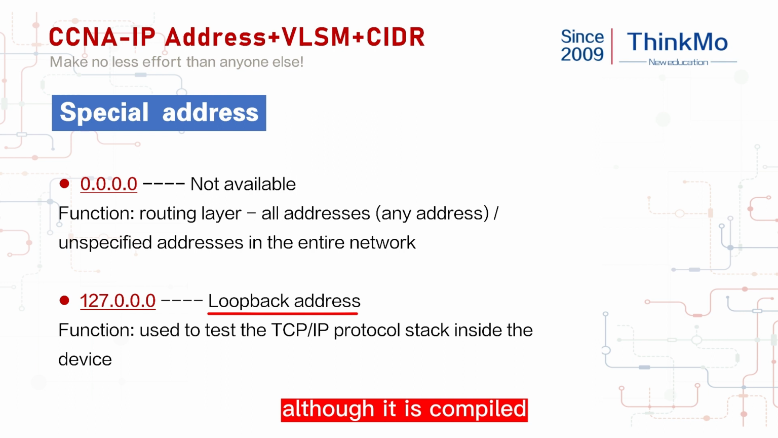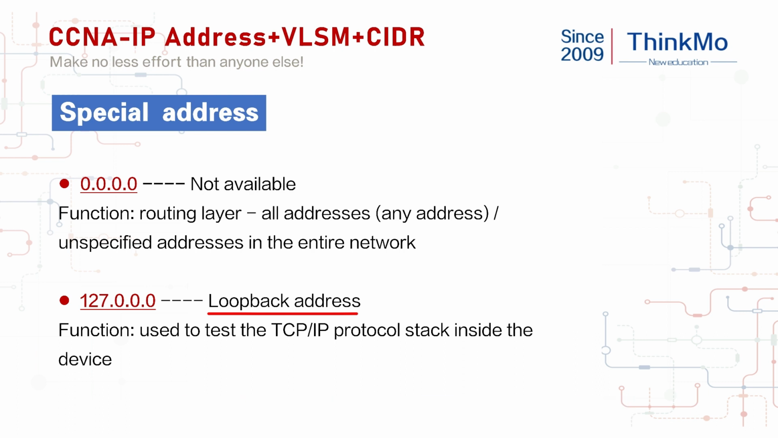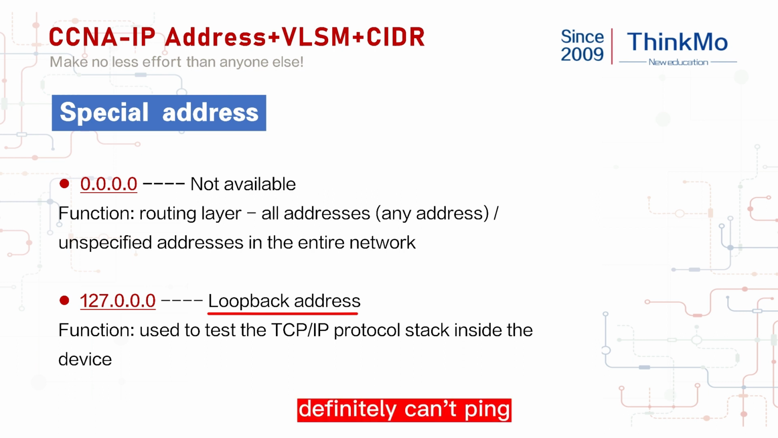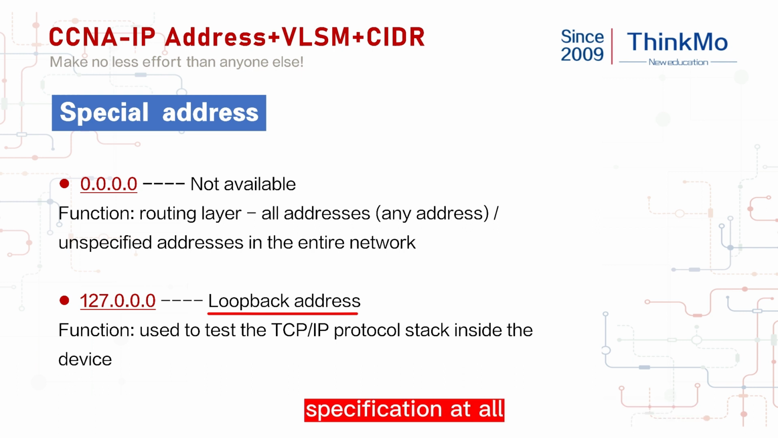Although it is compiled, it is also 0101. But their final representation is not dotted decimal, not 4 groups. If you install the IPX protocol, then you go to ping this address, even if you call up the CMD command line and use this ping, first of all, it doesn't know what ping is. Second, you ping an address like this, definitely can't ping, because this address does not conform to the protocol specification at all.